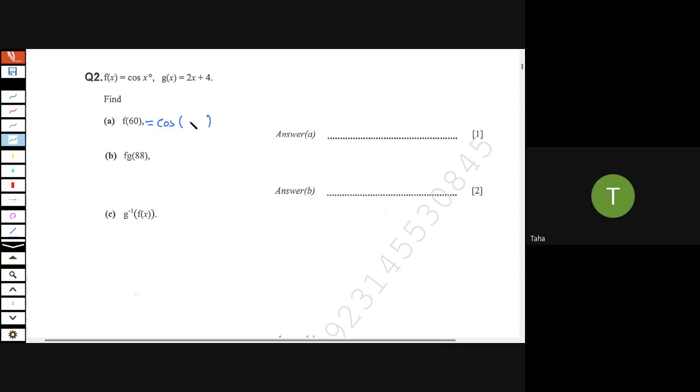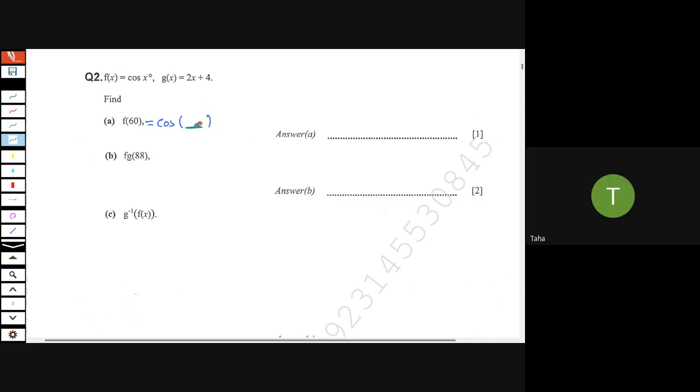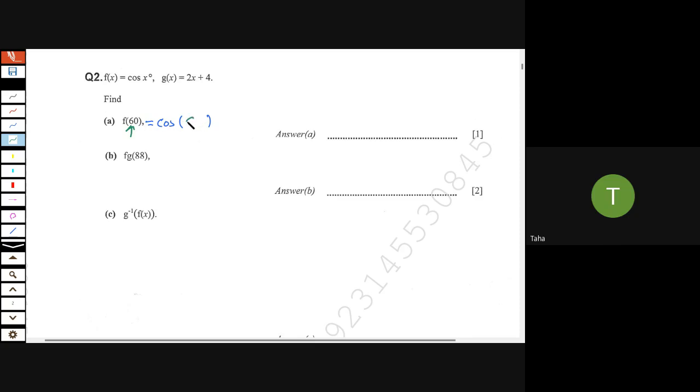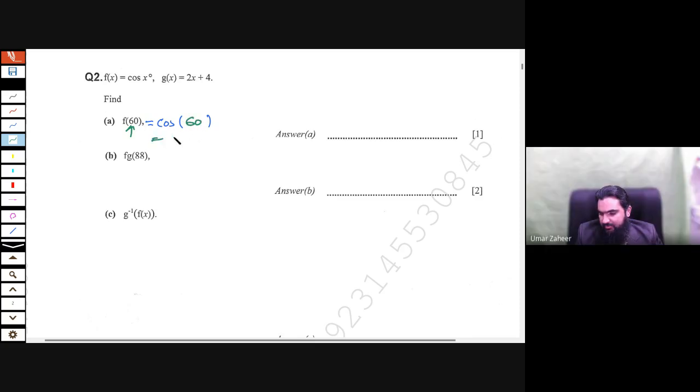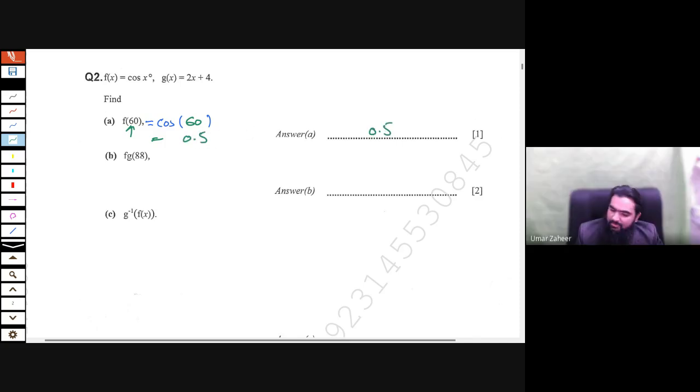We have to substitute 60 in place of x. So cos 60 is equal to 1/2, which means 0.5.